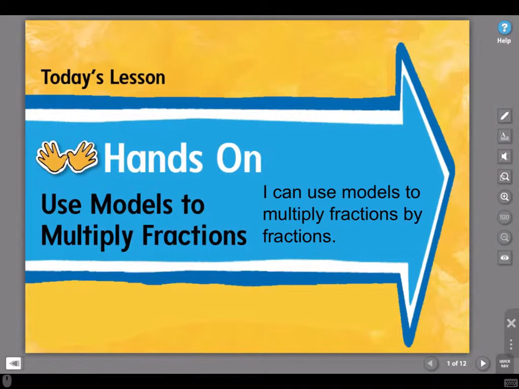Today's lesson is about using models to multiply fractions. Our I can statement today is, I can use models to multiply fractions by fractions. We're going to extend what we learned about multiplying fractions and whole numbers to fractions by fractions.